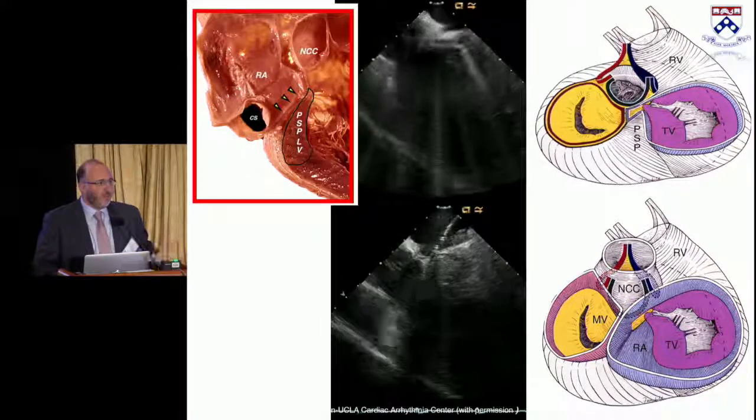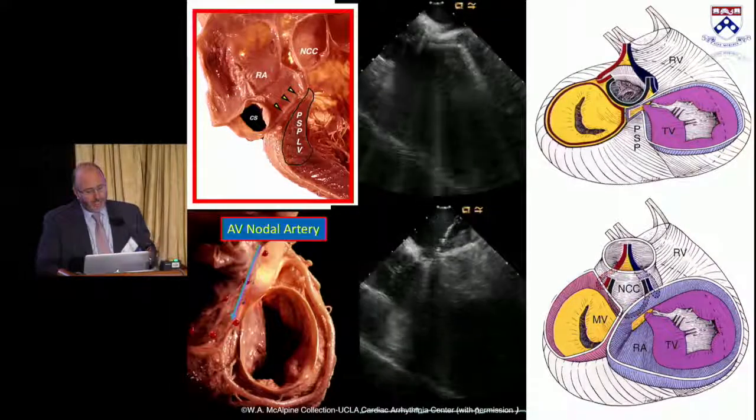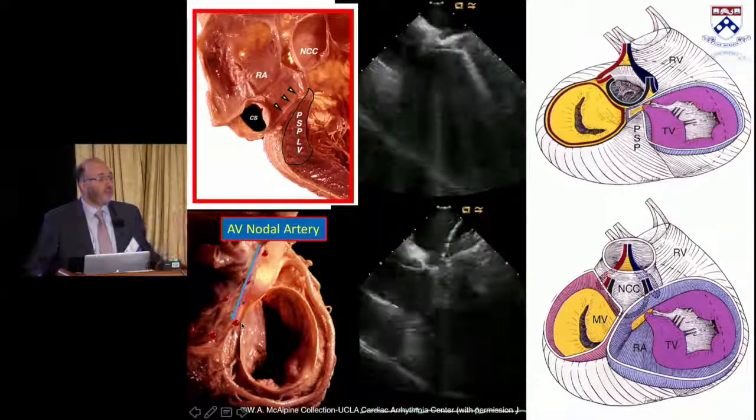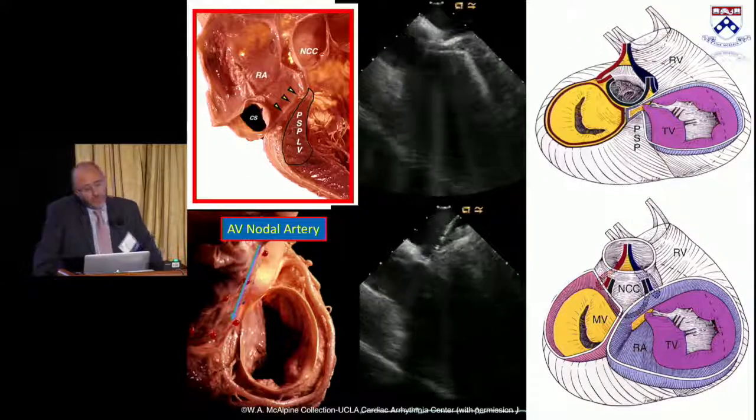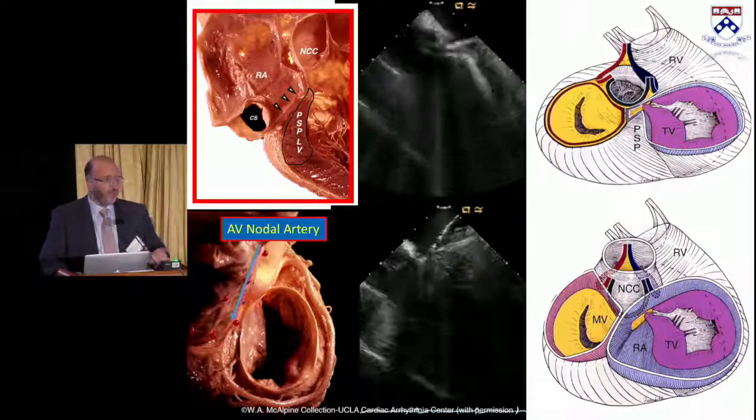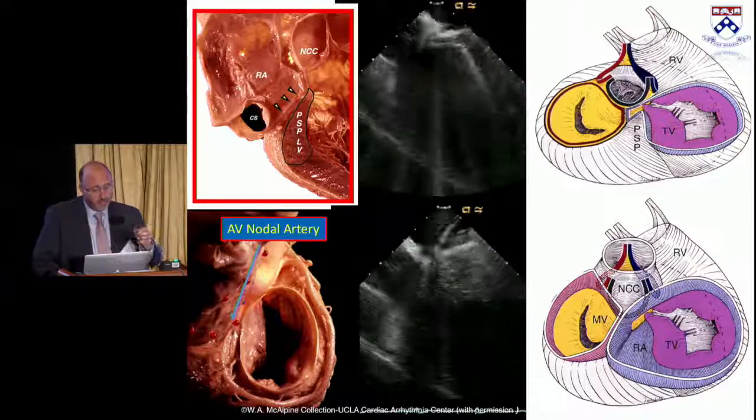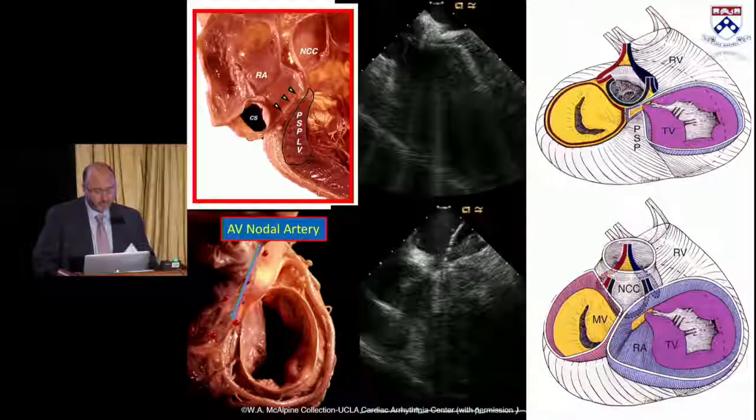Obviously, everything has a price. You have to be careful. The AV nodal artery runs through here in the pyramidal space. So theoretically speaking, without damaging the AV node, you could get heart block. In our experience of 6 patients now that have required mapping in this area, we haven't had a problem, but I think it's something to keep in mind.